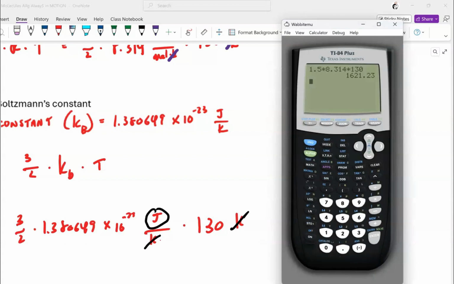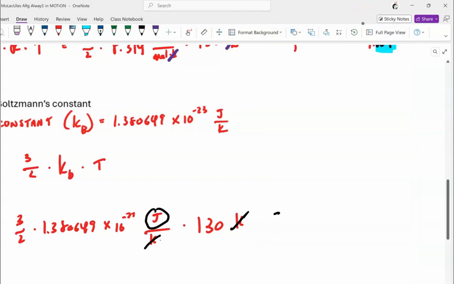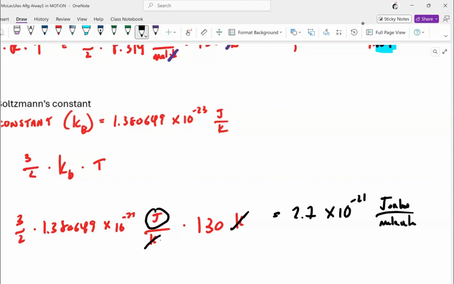So let's bust out our calculator here, and we're going to say 3/2, otherwise known as 1.5. We're going to multiply this by 1.380649 times 10 to the negative 23rd, and we'll multiply this by our temperature in kelvins, 130. Here is our energy in joules per atom or joules per molecule. We'll round that. We'll say 2.7 times 10 to the negative 21. This is going to be joules per molecule or joules per atom.